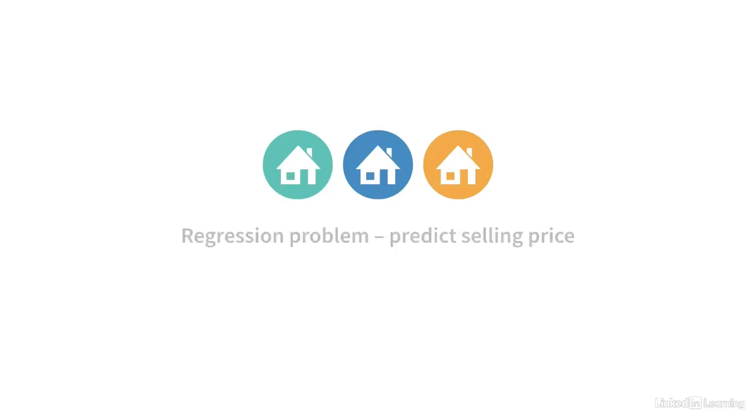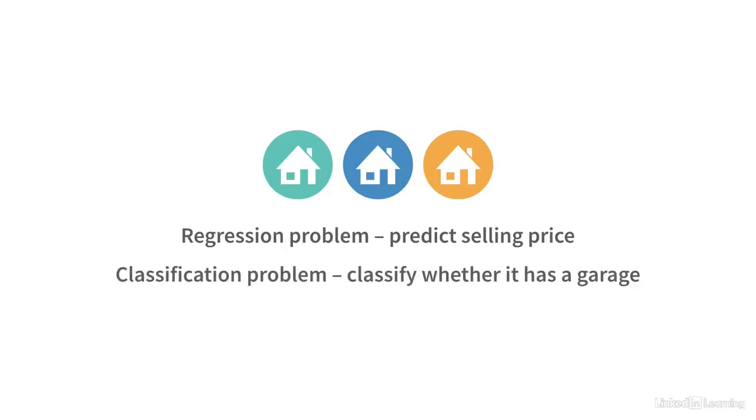For example, this is a typical use case for a multi-layer perceptron. If you wanted to predict the selling price of a house, that would be a regression problem. If you wanted to classify the houses on whether or not they had a garage, that would be a classification problem.